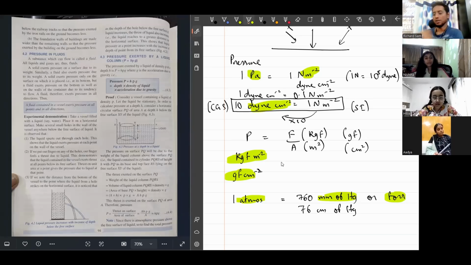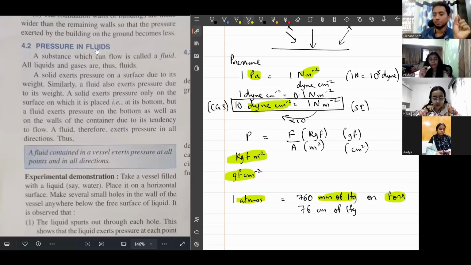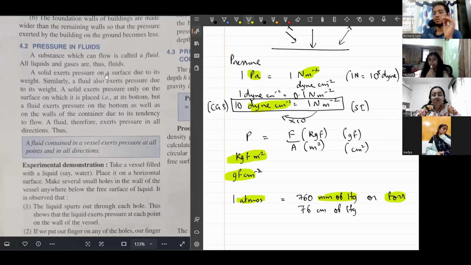Okay, so that is all about this particular formula. P is equal to F upon A. So that formula is used whenever an object is exerting force on a surface. Okay. Now the second topic is pressure in fluids. See, now we're starting pressure in fluids. So pressure in fluids means if you're inside a fluid, what do you mean by fluid? Fluid is a liquid or a gas.